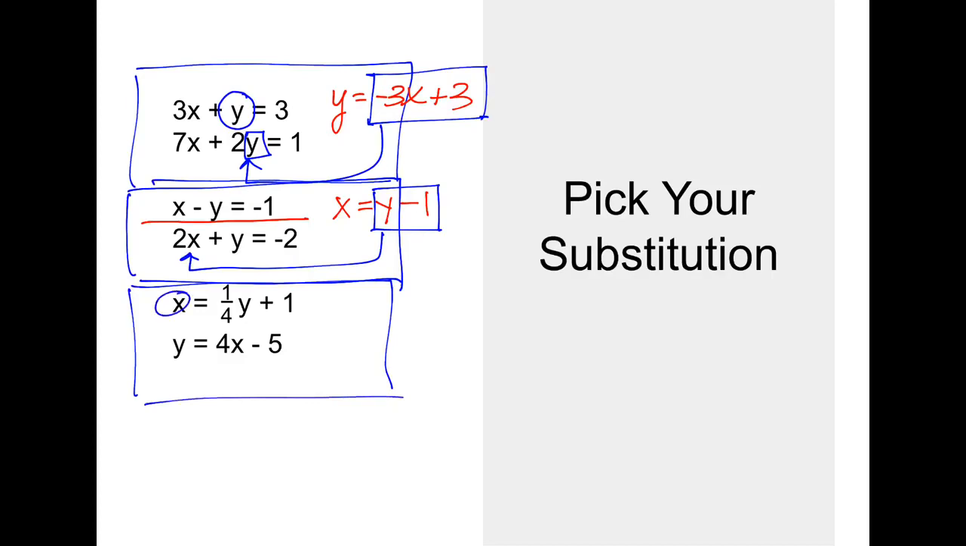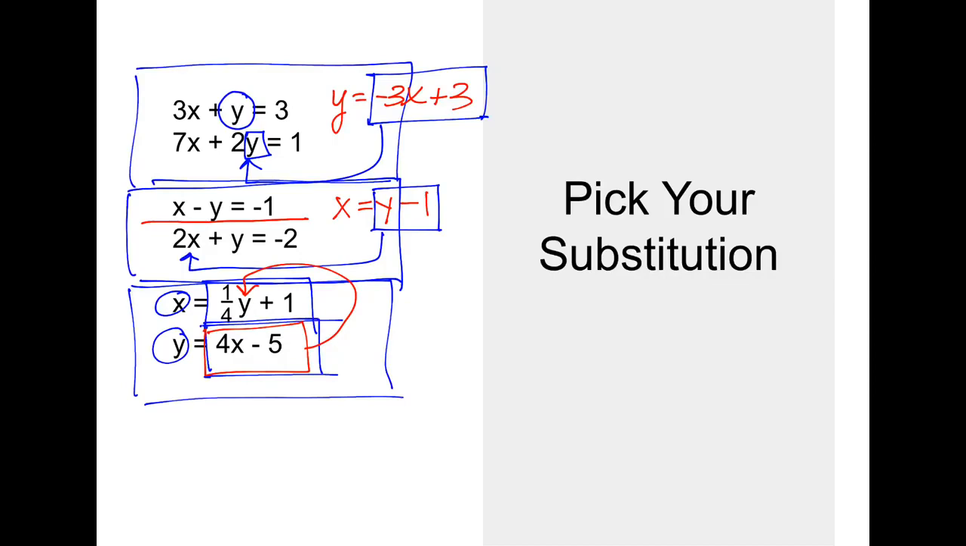Both x and y have been solved or isolated. So you could go either way here. I would just go with the easiest, or the expression that's going to eliminate the fraction as quickly as possible. So I would choose 4x minus 5 to substitute into the second equation wherever I see y, because I can tell that's going to eliminate that fraction very quickly.